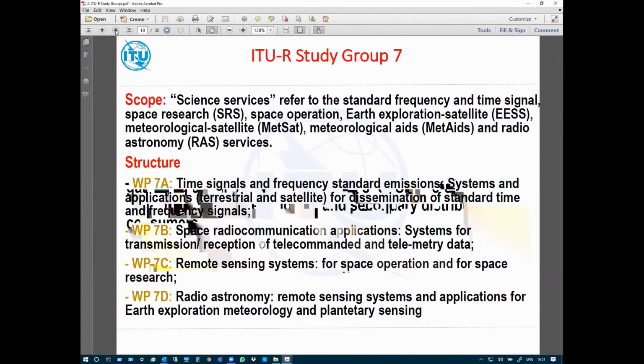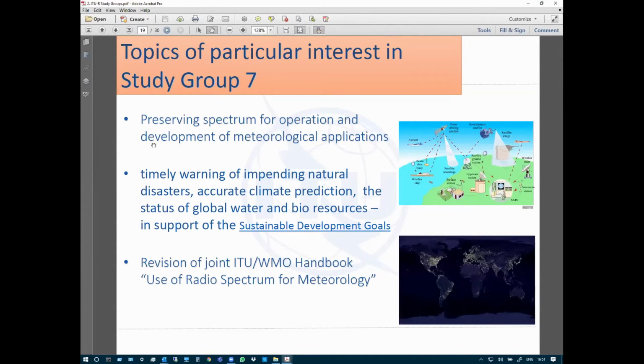And ITU-R study group 7: preserving spectrum for operational development of meteorological applications, timely warning of impending natural disasters, accurate climate prediction, and the status of global water and bioresources in support of the sustainable development goals. This study group is playing a key role in increasing the performance of all these scientific services and applications, which are absolutely necessary inputs in order to measure the evolution of the different topics of climate change, global warming, disaster mitigation, and early warning, as will be explained later by Istvan. And the revision, jointly with the World Meteorological Organization, of this handbook, which we also invite you to download, on the use of radio spectrum for meteorology.